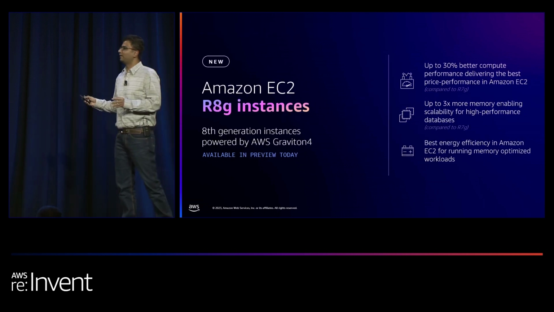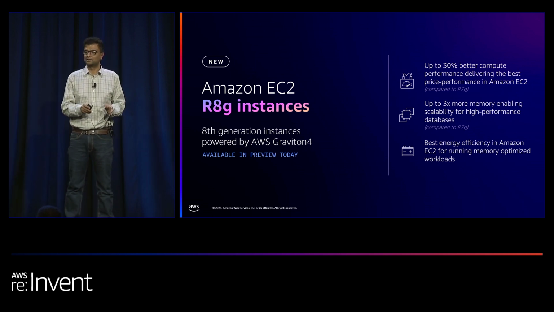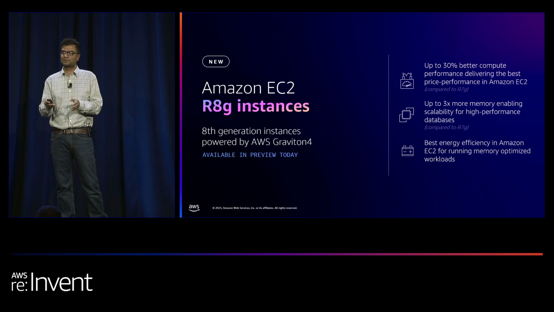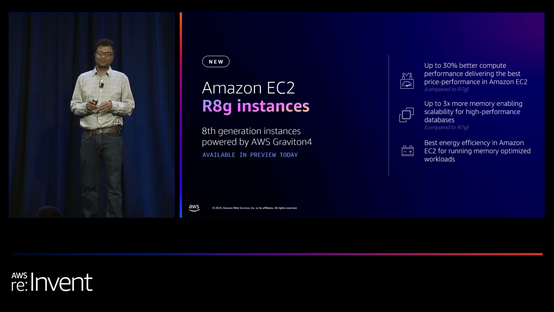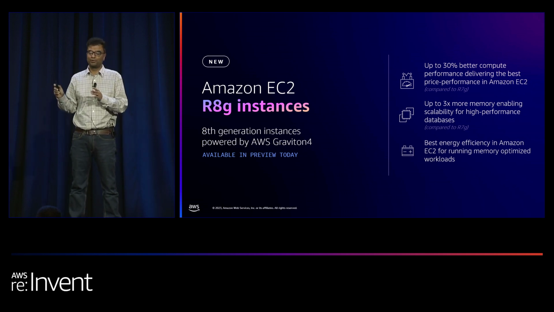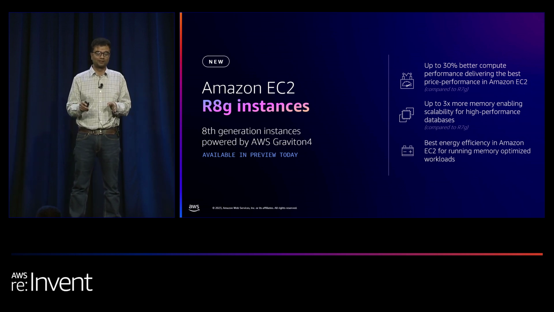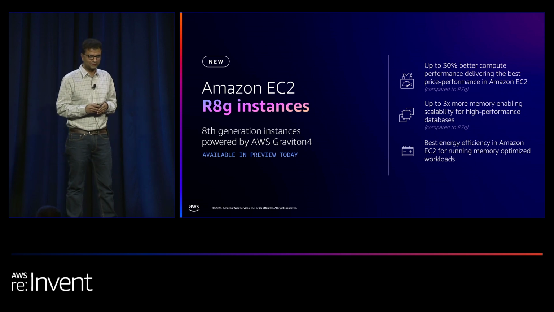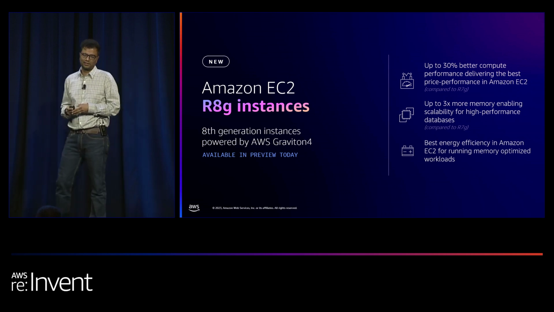Because yesterday, if you would have attended Adam's keynote, then he announced the Graviton 4 based instances. So we launched the Graviton 4 based chips and R8G as our first Graviton 4 based instances. These instances provide up to 30% better compute performance compared to the previous generation R7G instances. And they provide memory up to 1.5 terabyte, 3 times higher versus the previous generation R6G instances, which is suitable for scaling if you have some kind of a high performance database workloads. And these are the most energy efficient instances in EC2.